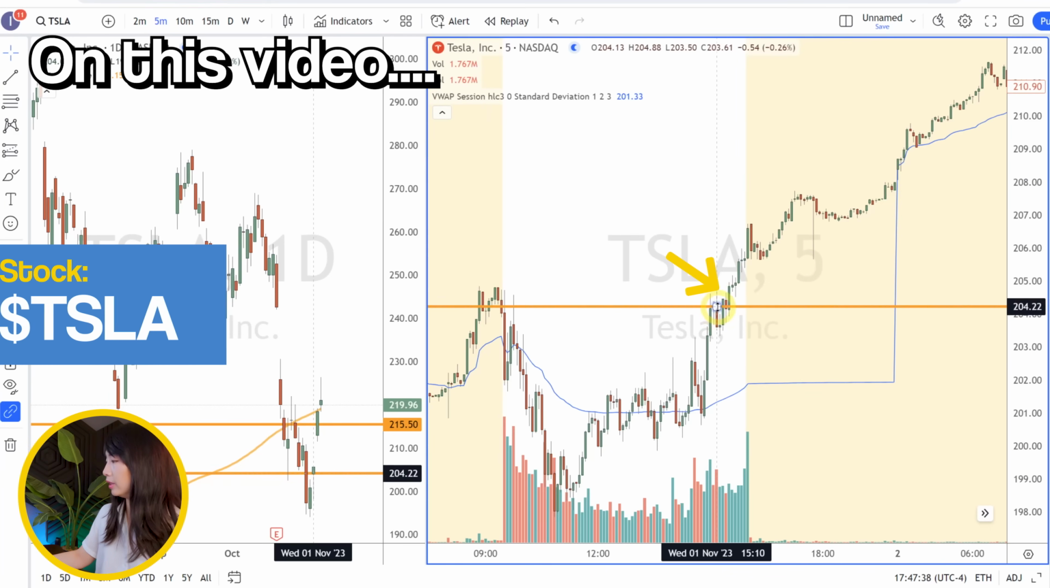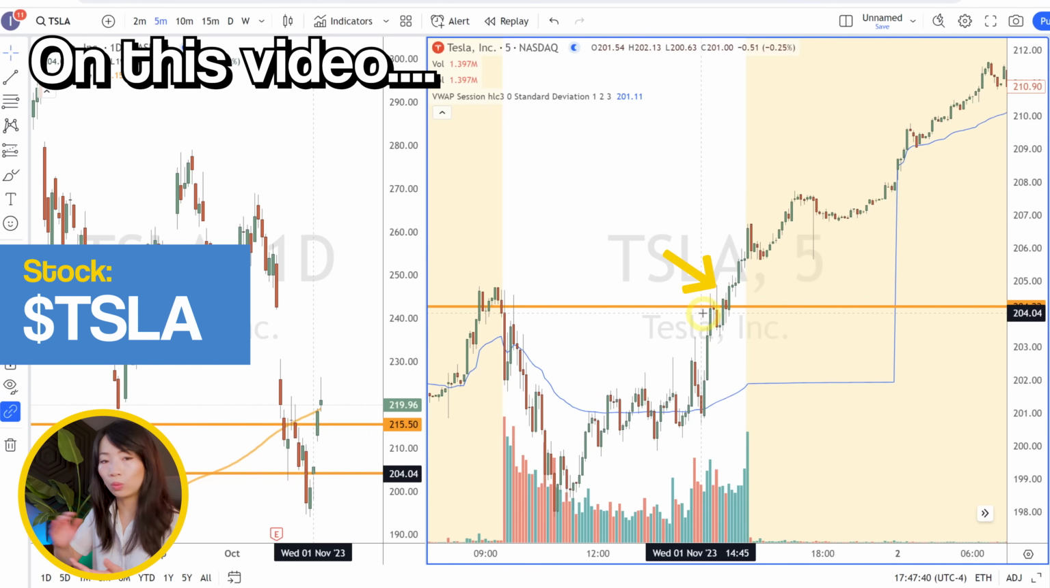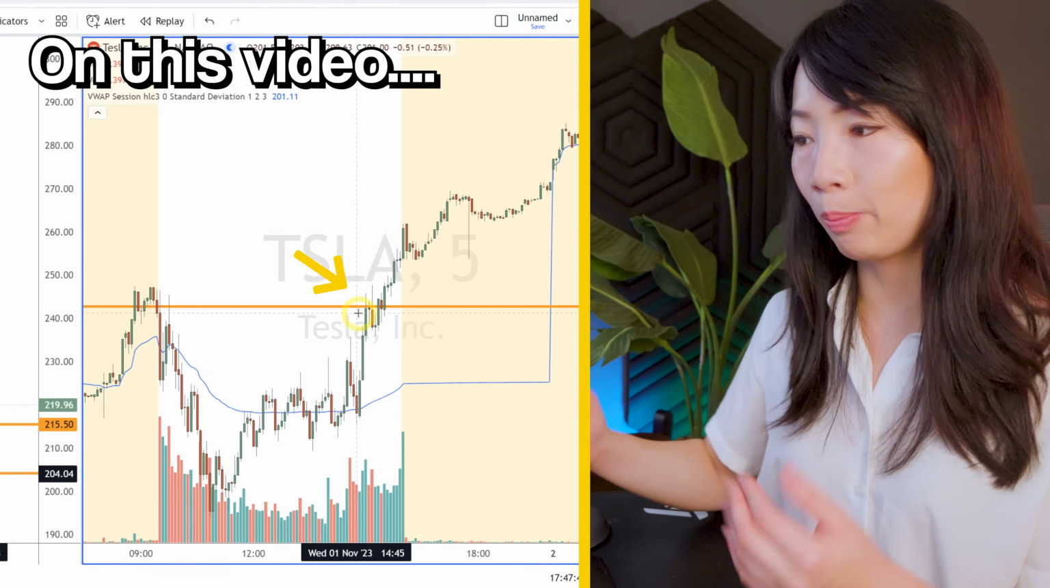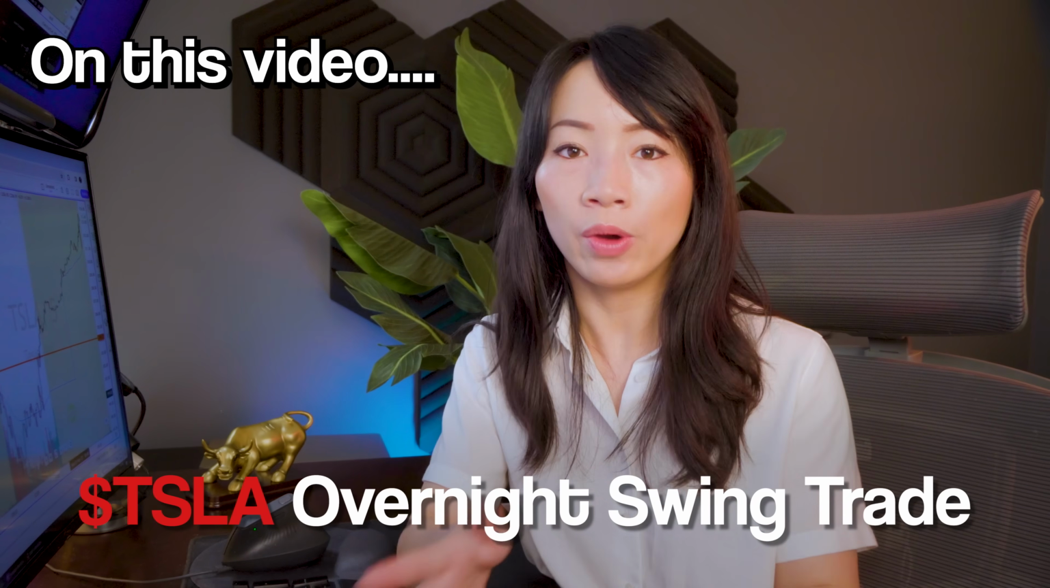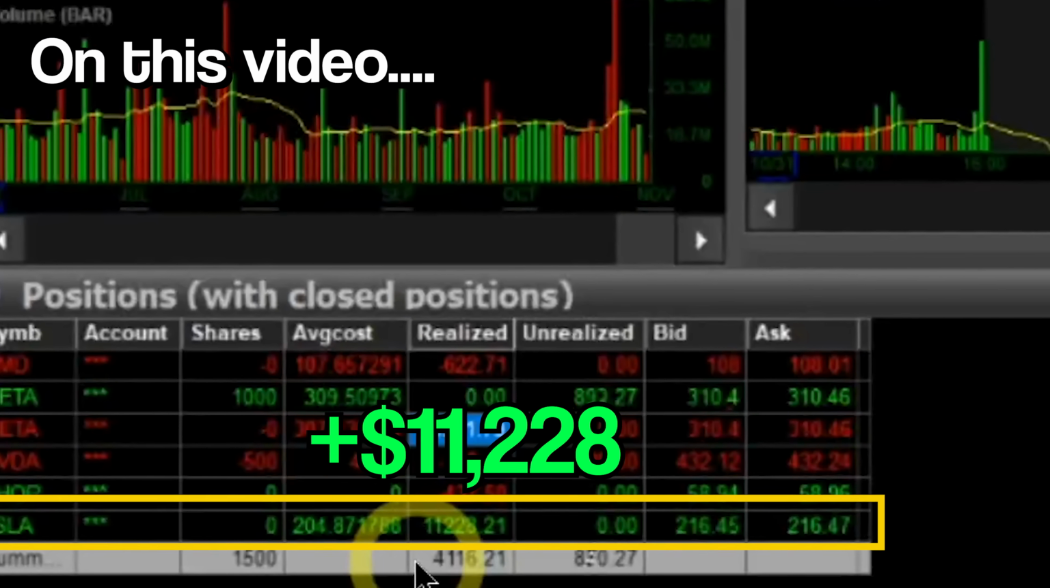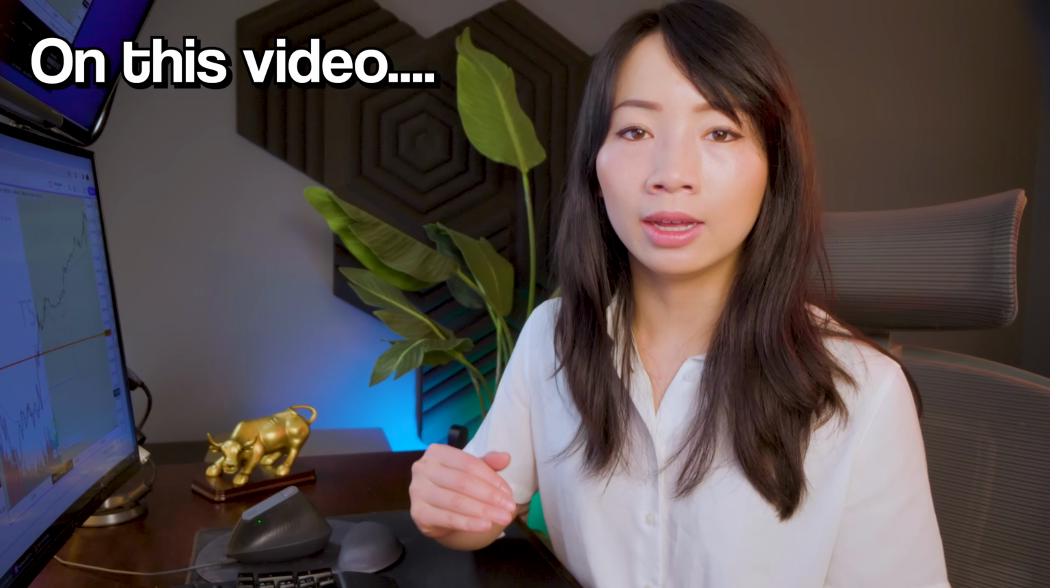Here near the end of the day, with the intention of swinging this overnight for a potential gap up or a morning spike. This one was a big winner for me this week, totaling over $11,000. So that's why all of these criteria have to add up to this price action strategy, whether you are day trading or overnight swing trading it.